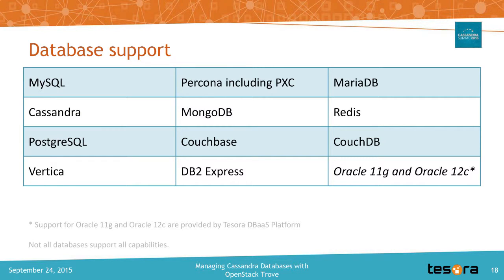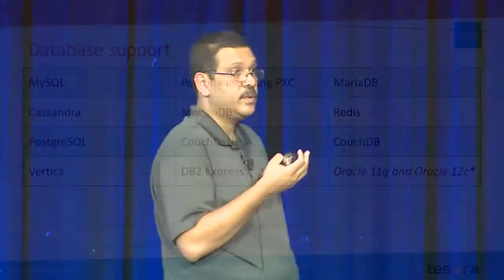I list several databases here. I list a little asterisk at the end here. Oracle is not supported by OpenStack Trove, the open source version. My company provides a distribution of Trove which does support additional capabilities and databases. One of them is Oracle.